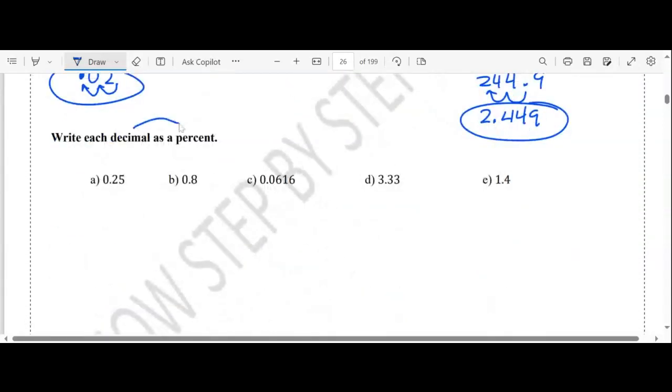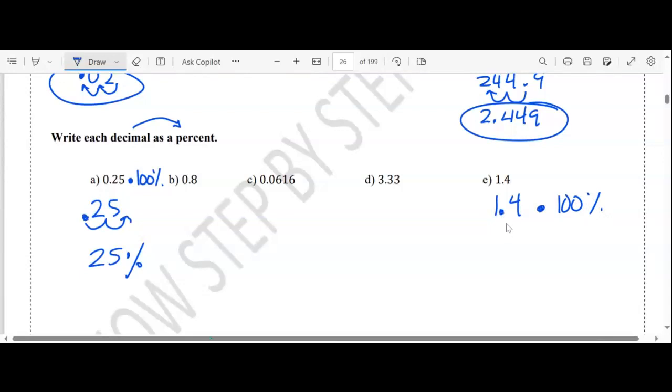Now I will do the opposite, from decimal to percent. So I multiply times what? 100%. So we have 0.25. I move the decimal how many places? 2 places, right? So it becomes 25 what? Percent. Here I have 1.4. Multiply times what? So move the decimal how many? 2. So you get 140%. Is this clear?